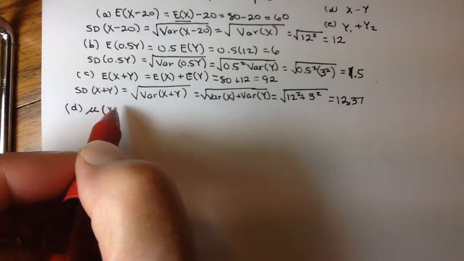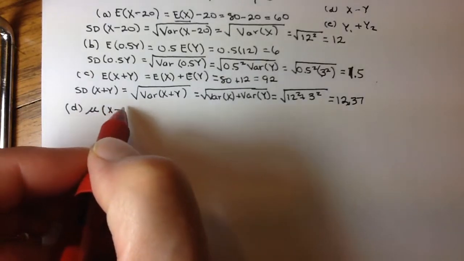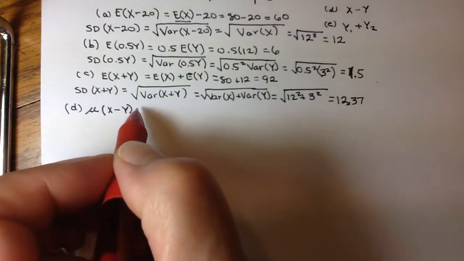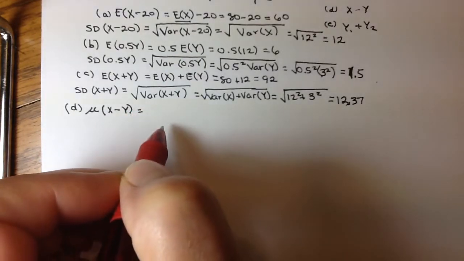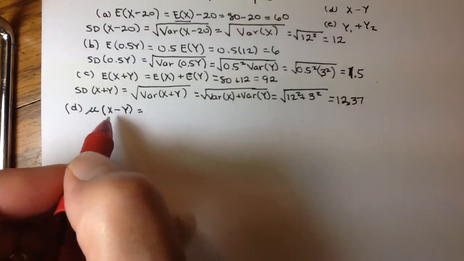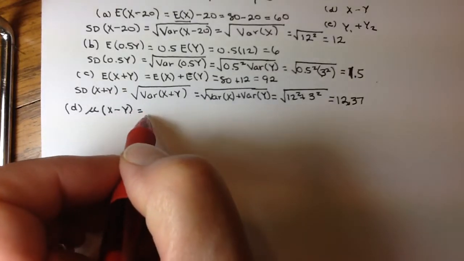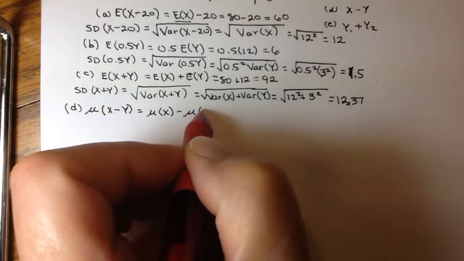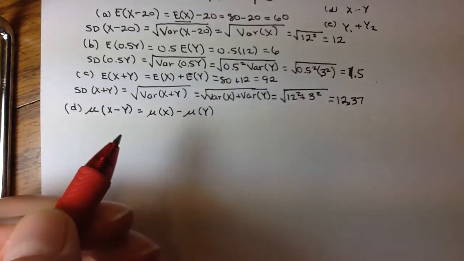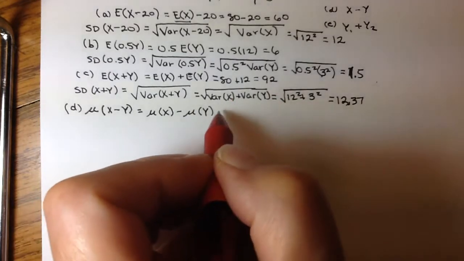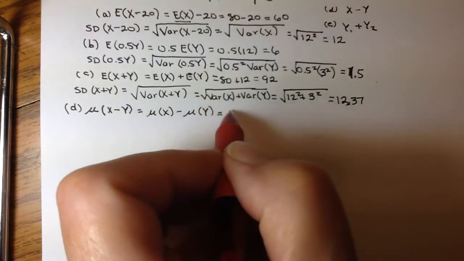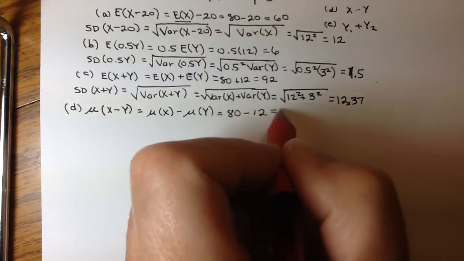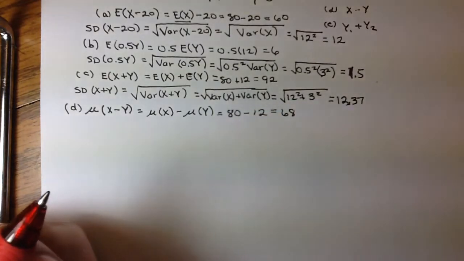So instead of an E of something, we're going to do mu of x minus y. So the mean of that difference. Means just sort of distribute. You just take the mean of each variable, mean of x, and subtract the mean of y. Separate it out. Okay, mean of x is 80, minus mean of y is 12, and 80 minus 12 is 68.